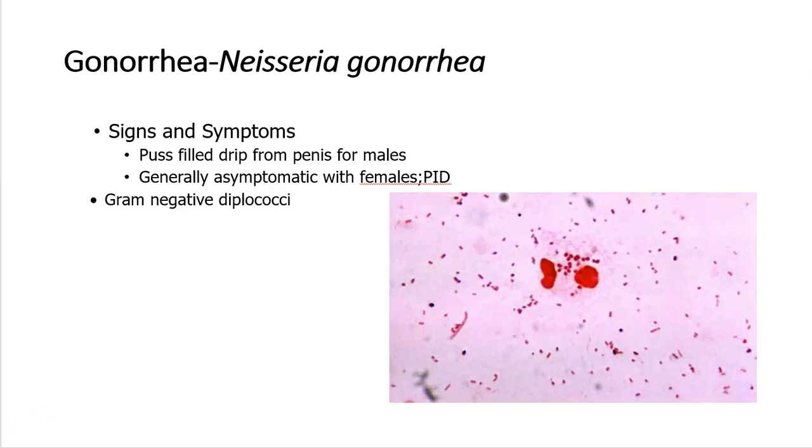Gonorrhea is caused by Neisseria gonorrhea. There's your gram-negative diplococci. That is diagnostic for gonorrhea. In the males, it does cause a pus-filled drip. Generally, the females are asymptomatic, which is why they can develop this PID, because the symptoms of gonorrhea are generally asymptomatic, and then it gets up into the rest of the reproductive system, and you've got all kinds of issues.